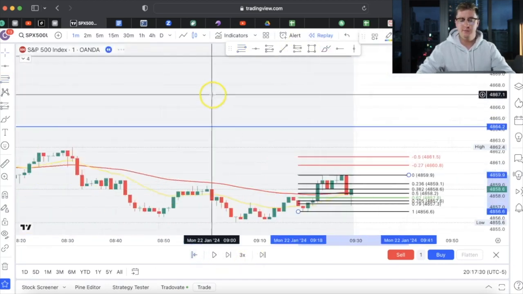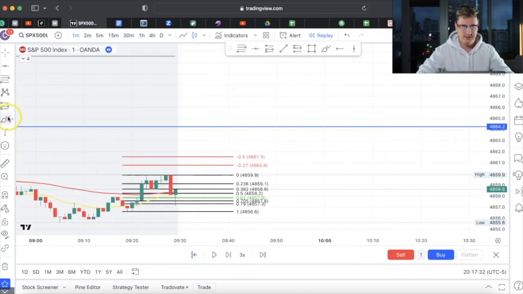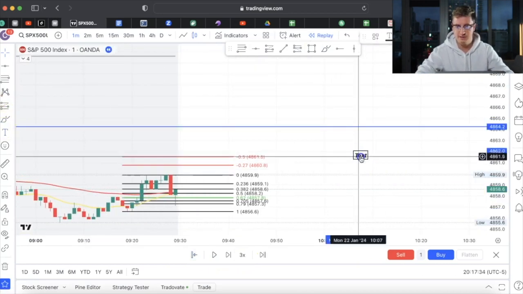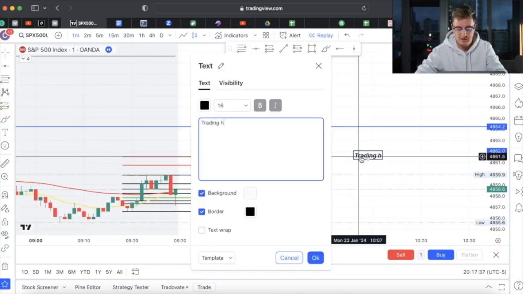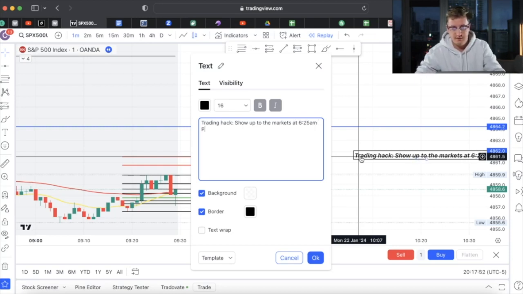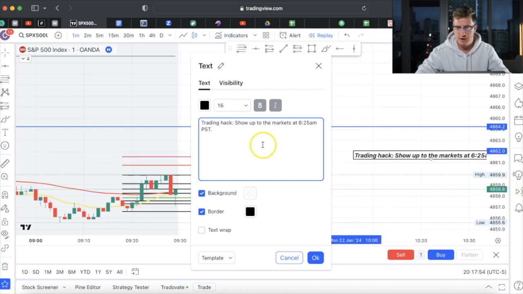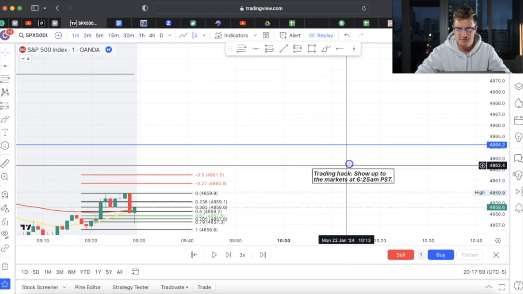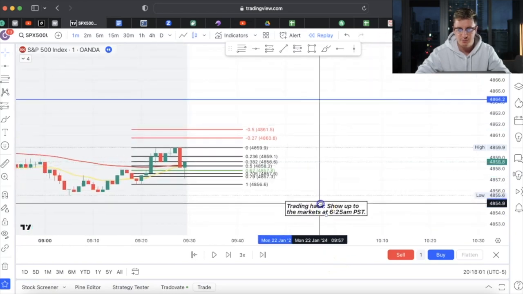And let me give you guys a hack when you're trading indices. So let's put this trading hack. Show up to the markets, and this is with US30, NAS100, S&P 500. We're going to show up to the markets at 6:25 a.m. and this is PST. So I'm literally showing up to the markets 5 minutes before the market open. I do not need much time to do my analysis.